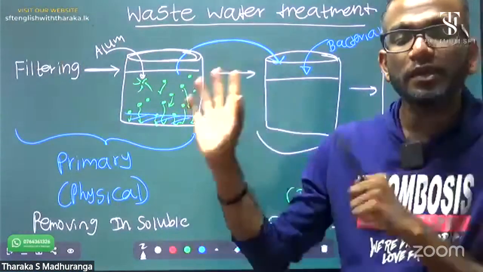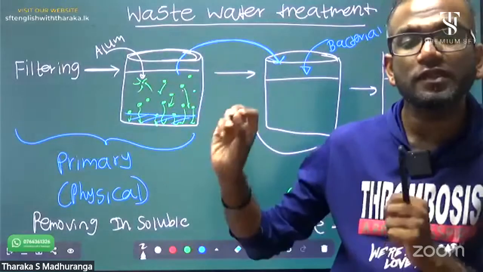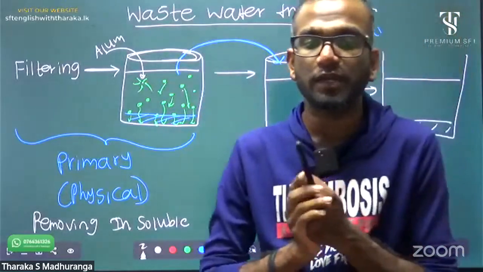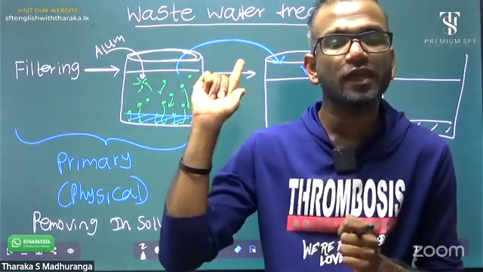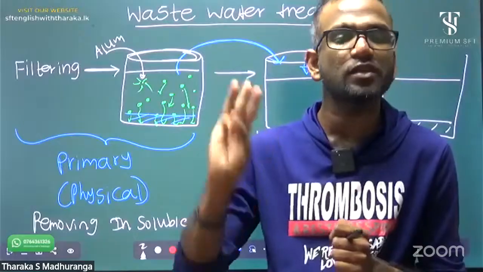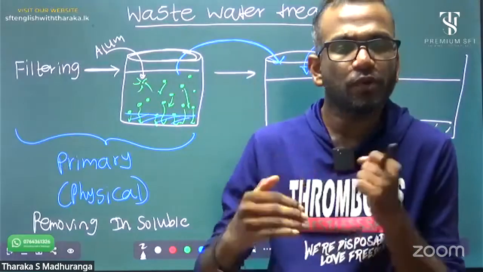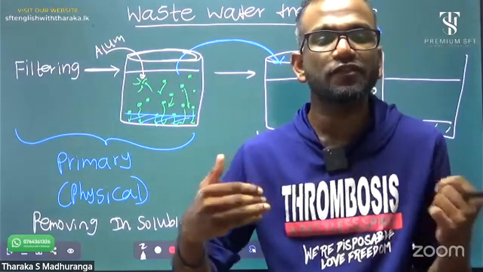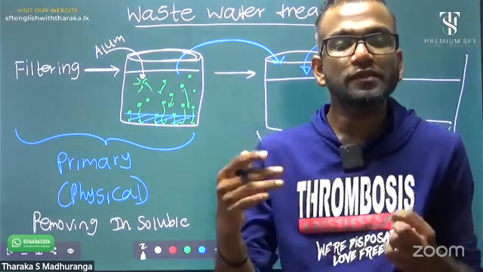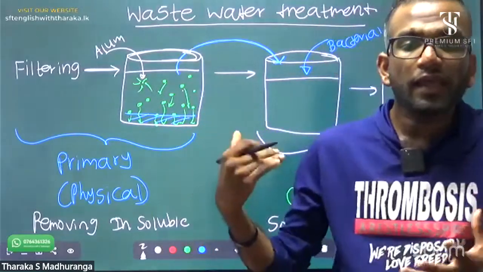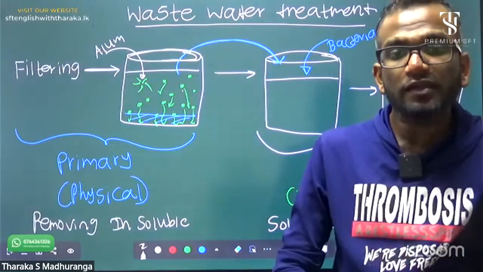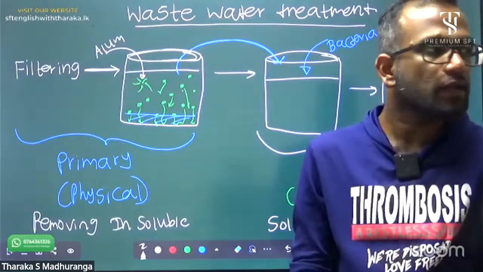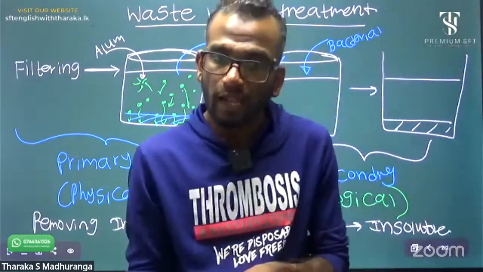The final step is tertiary treatment. Tertiary treatment is a chemical process using chlorine, hydrogen peroxide, ozone, UV treatment or reverse osmosis. In Sri Lankan conditions, we add chlorine. The purpose is to remove hazardous microorganisms, for example Salmonella.